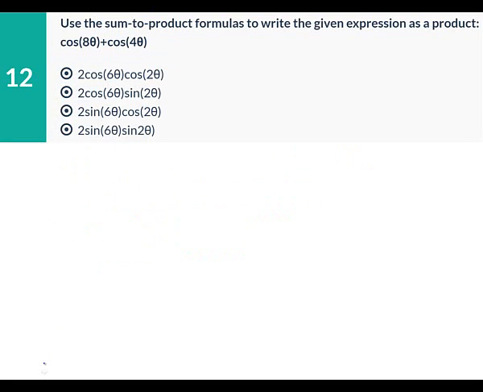Okay. All right. We're switching, right? What does it say we have to look for? Sum to product. Okay. So I'm going to go to the sum to product identities. What do sum to product identities start with? 2. Okay. So I'm starting with a 2.